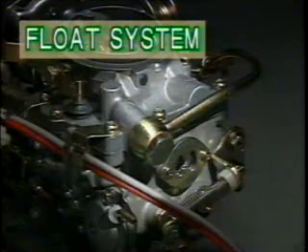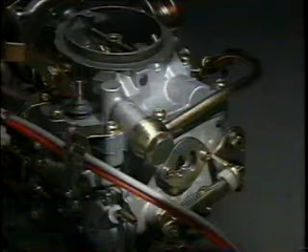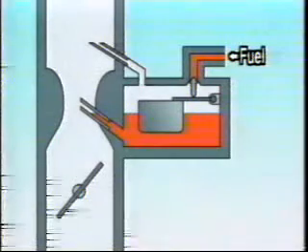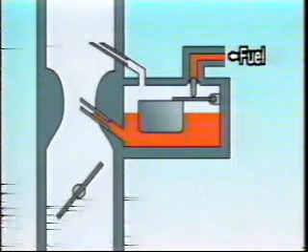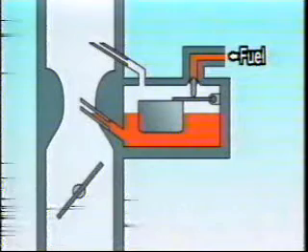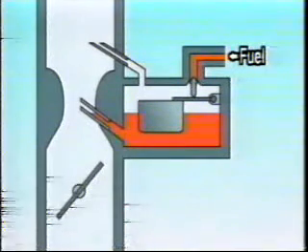Next, let's look at the float system. The venturi determines the amount of fuel that is drawn in and mixed with the air. However, if there is any variation in the height of the nozzle from the fuel surface, labeled H in the diagram, there will be instability in the air-fuel mixture. So, the float system was devised to maintain a stable level of fuel in the float chamber, which changes the distance between the nozzle and the surface of the fuel.